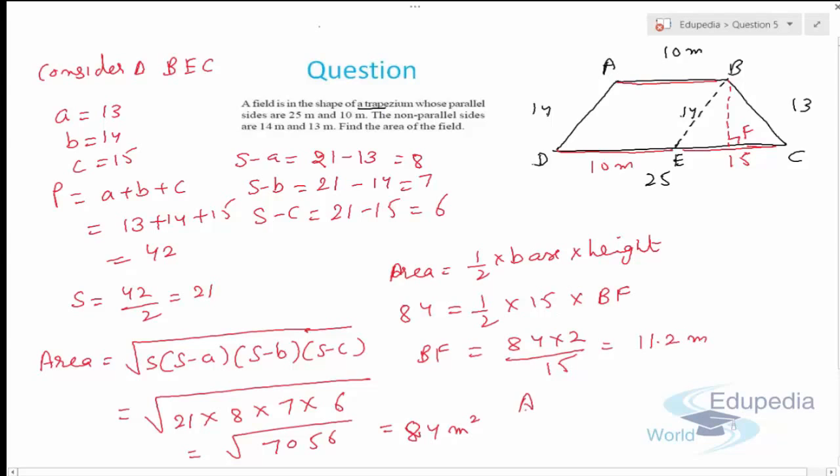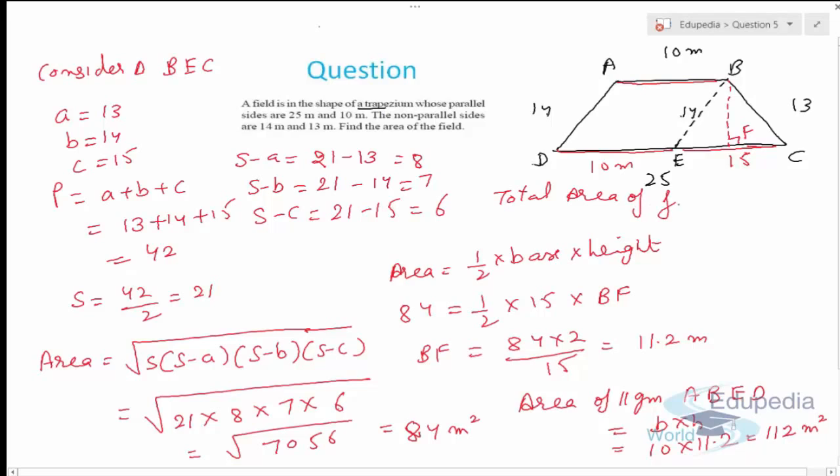Now we can find the area of parallelogram ABED, which is base into height. Base is 10 and height is 11.2. So this will come out to be 112 meters square, right? So we have the two areas. Now the total area of the field will be equal to 112 plus 84, right? So this will come out to be 196 meters square, right?